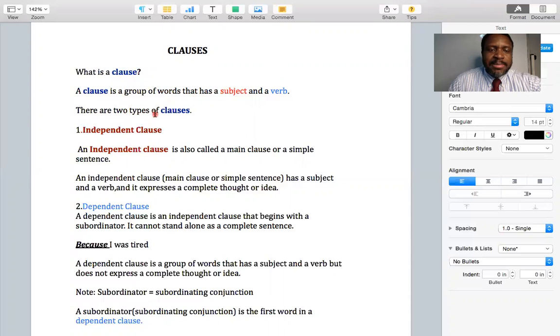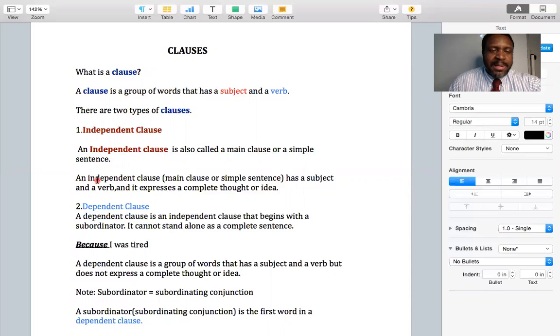There are two types of clauses in English. The first one is called the independent clause. An independent clause is also called a main clause or a simple sentence.